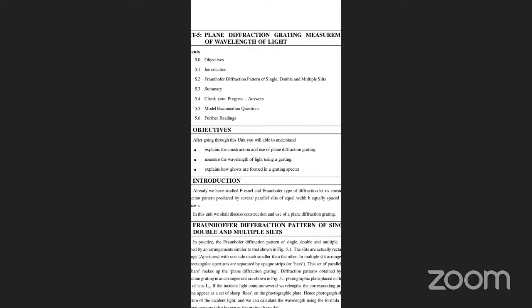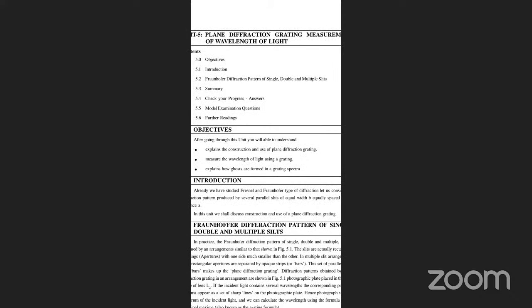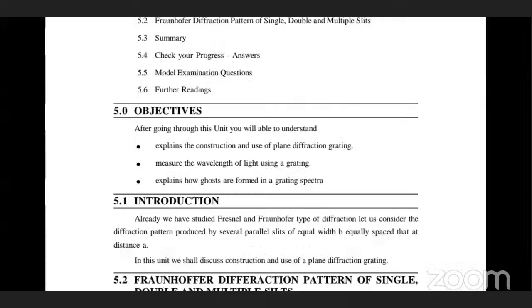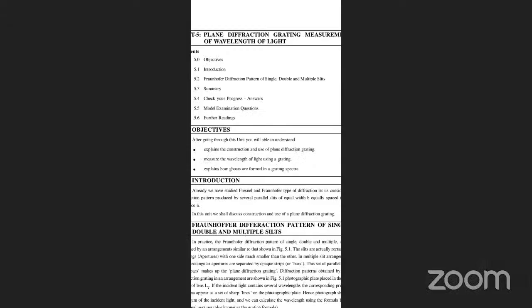Diffraction patterns are obtained by a plane diffraction grating in an arrangement as shown in the following figure. A photographic plate is placed in the focal plane of lens L2. If the incident light contains several wavelengths, the corresponding principal maxima appear as a set of sharp lines on the photographic plate. Hence, the photograph shows a spectrum of the incident light, and we can calculate the wavelength using the formula for the principal maxima, known as the grating formula. This principle is used in holographic spectroscopy also.